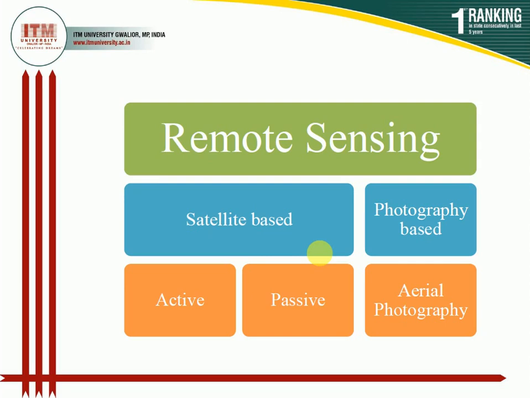Remote sensing instruments or devices are basically photography based and remote sensing based. In the remote sensing based, there are two types of devices. One is the active device, and the second is the passive device. In the photography based, aerial photography is the main process, which is performed with the help of aircraft.